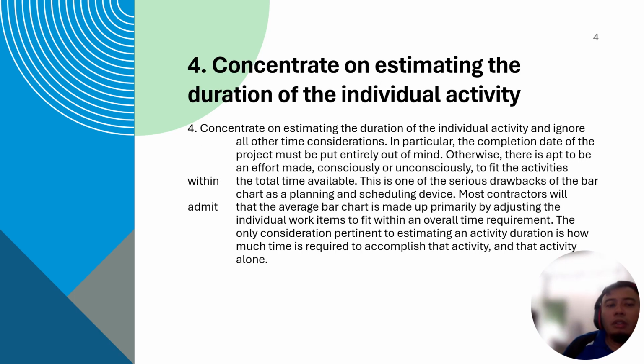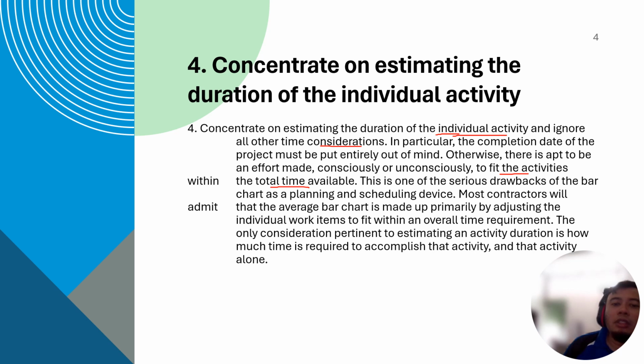So number four, you need to concentrate on estimating the duration of individual activities. Concentrate on estimating the duration of individual activity and ignore all other time consideration. Just consider one single activity. In particular, the completion date of the project must be put entirely out of mind. Otherwise, there is apt to be an effort made, consciously or unconsciously, to fit the activities within the total time available. So disregard when you need to finish and what the total duration of the project is.